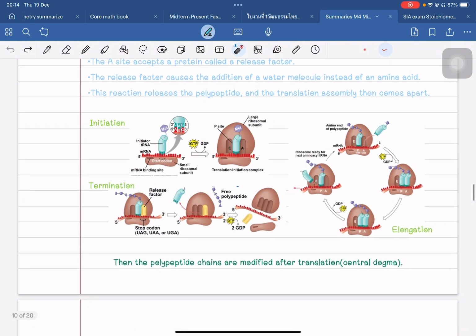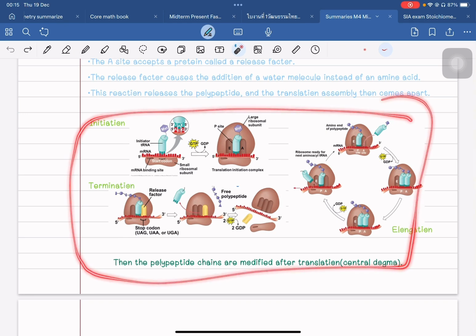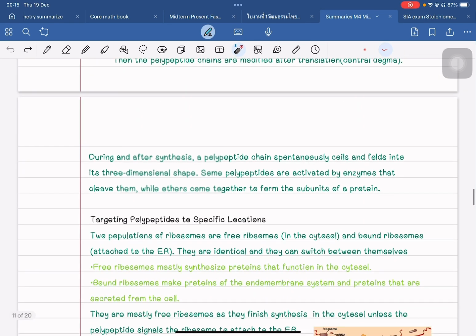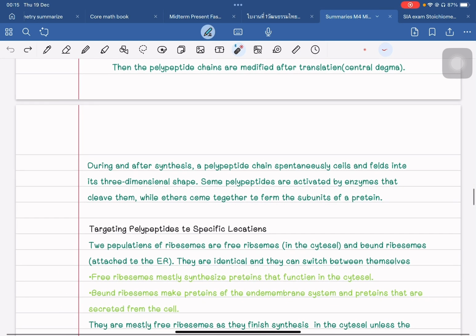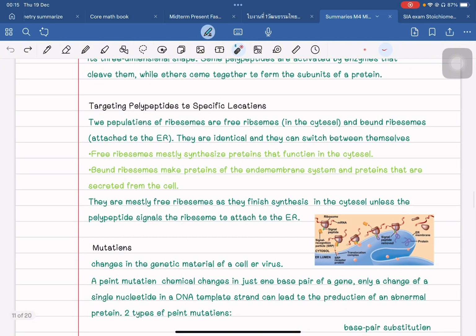Then the polypeptide chains are modified after the translation, which is the central dogma. Yes, it is. And then during and after synthesis, the polypeptide chain spontaneously coils and folds into a three-dimensional shape. Some polypeptides are activated by enzymes that cleave them, while others come together to form subunits of proteins.